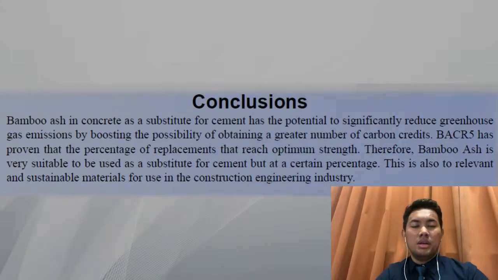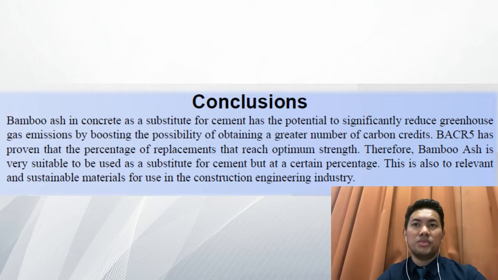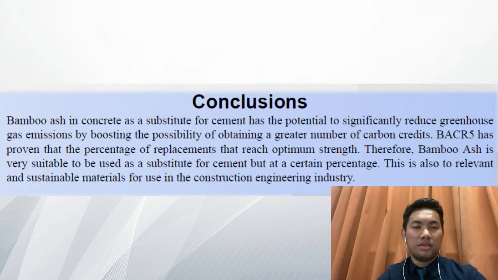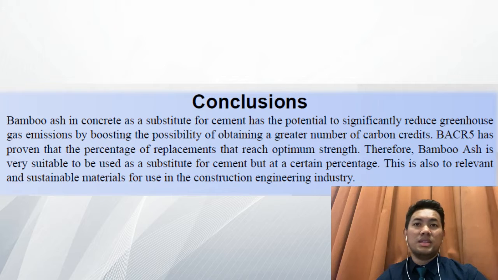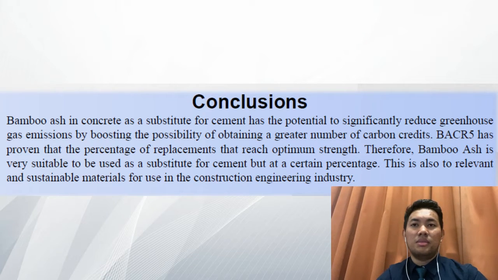For the conclusion, bamboo ash in concrete as a substitute for cement has the potential to significantly reduce greenhouse emission by boosting the possibility of obtaining a greater number of carbon credits. To test the sustainability of bamboo ash as a partial replacement for cement in reinforcement concrete beams, the appropriateness of bamboo ash as cementitious material was determined by conducting compressive and flexural strength tests on the concrete. According to the analysis of the concrete qualities, the optimal percentage of bamboo ash in cement was 5%, which is BACR5 in terms of compressive and flexural strength tests.